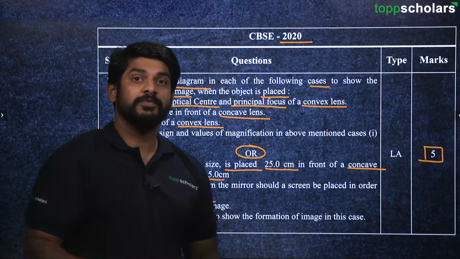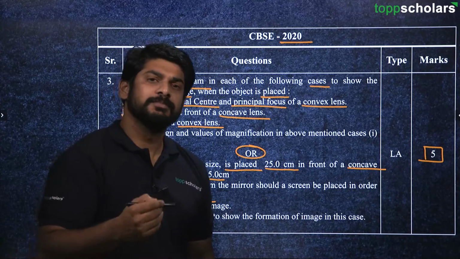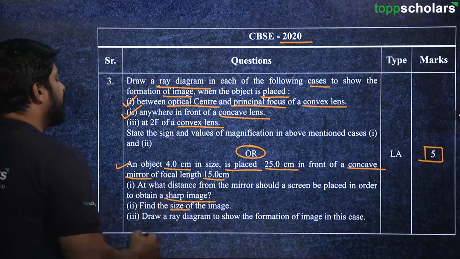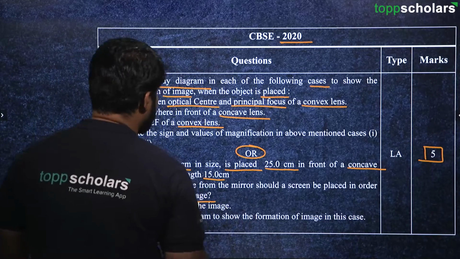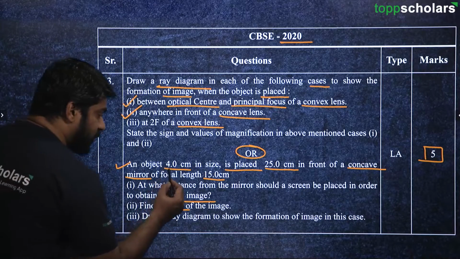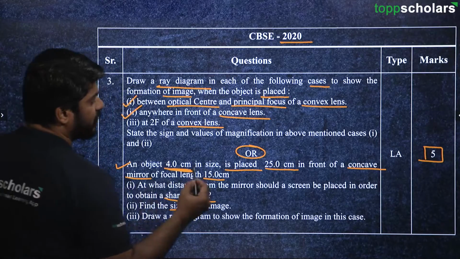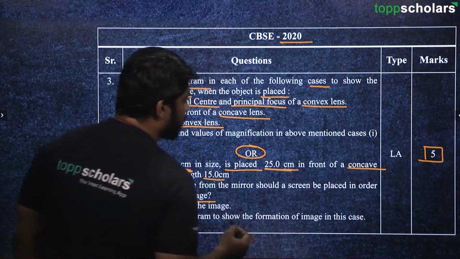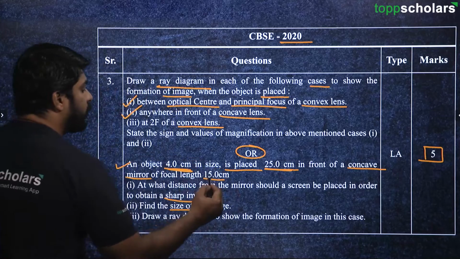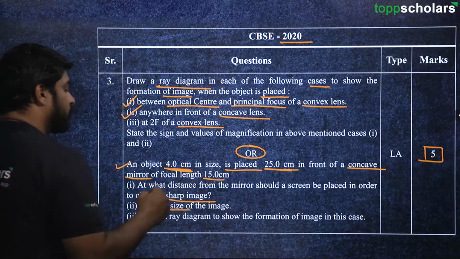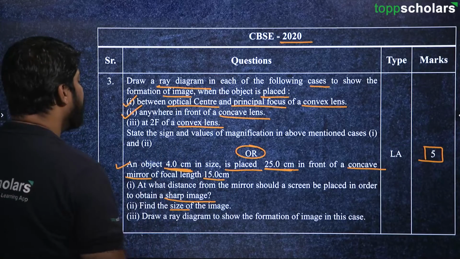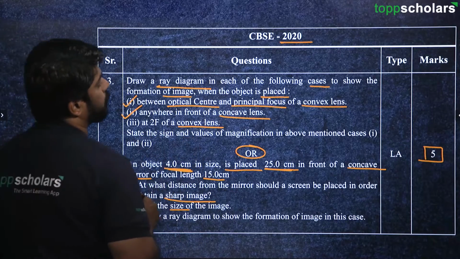As we know, over here we have to use the simple mirror formula or mirror equation. So let's get into this and try to solve this question in short. First of all, what is given here? The size of the object is given, that is 4 centimeter. Then 25 centimeter is the object distance and 15 centimeter is the focal length. So let's use these numbers and try to find out the answer.